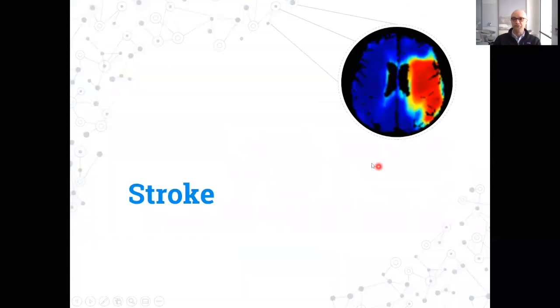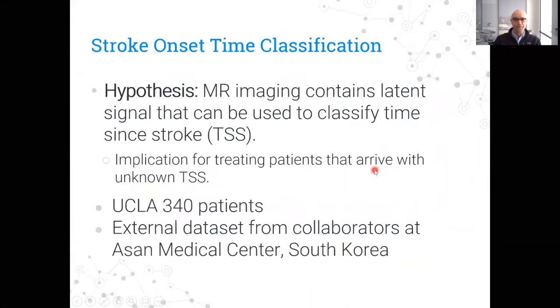So shifting gears to our stroke work briefly. Our main project here is in stroke onset time classification. Our hypothesis is that MR signal contains latent information that can be used to classify times in stroke. This has an implication for treating patients that arrive with unknown stroke onset time. That's roughly 20% of people in our ER who show up, either unconscious or not knowing when a stroke occurred, and they're not eligible for one of the best treatments in stroke, which is thrombolytic therapy.